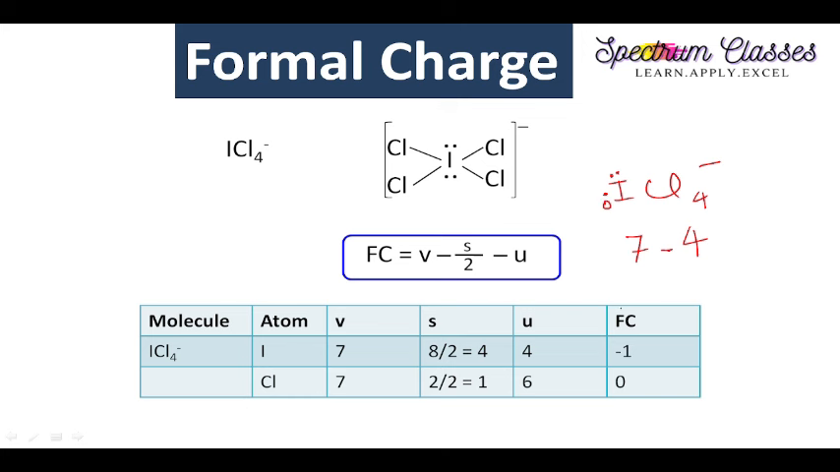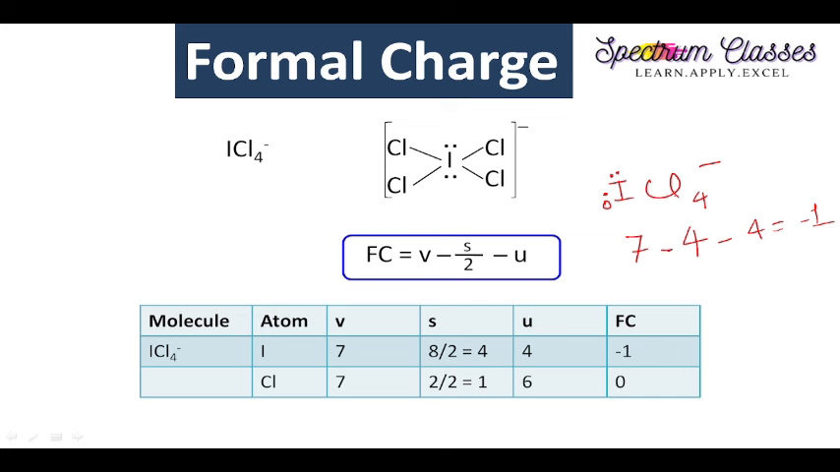Simply you can understand it in this manner also. Fine. More than 7 cannot be there unless a charge is there. Fine. So this is how we are going to understand. So with this I minus, without knowing the structure, which kind of structure it will have, we can calculate the formal charge.